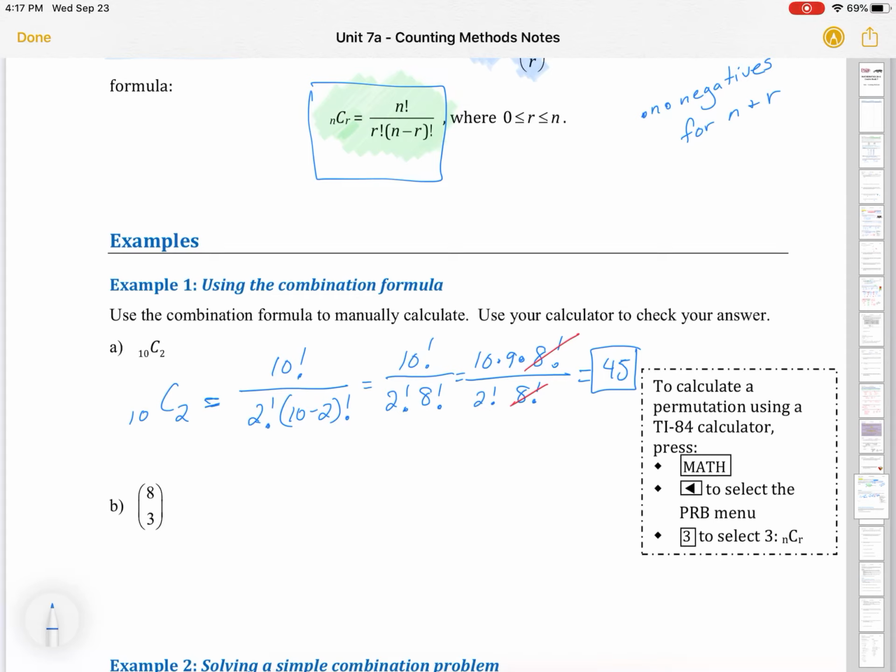Okay. And 2 factorial equals 2, right? Because it's 2 times 1.